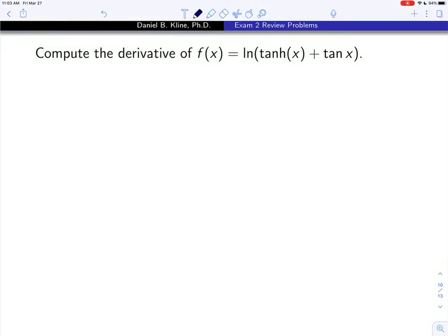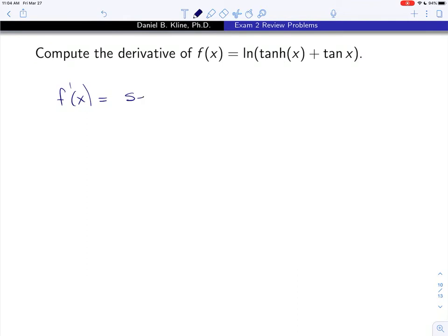Next problem. I'm going to take a derivative, and I've got a natural log involved, also some nice hyperbolic functions. So you should know that when you want to take the derivative of the natural log of something, the derivative is just the derivative of the inside over the inside. So this one is really just a plug and chug. The derivative, f prime, is what? It's the derivative of the inside.